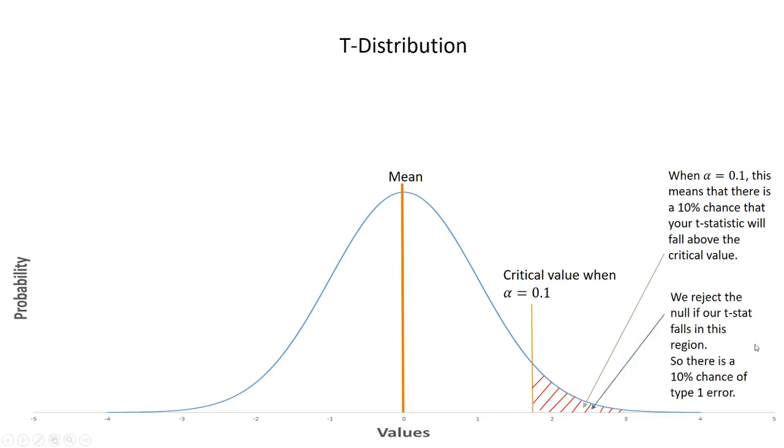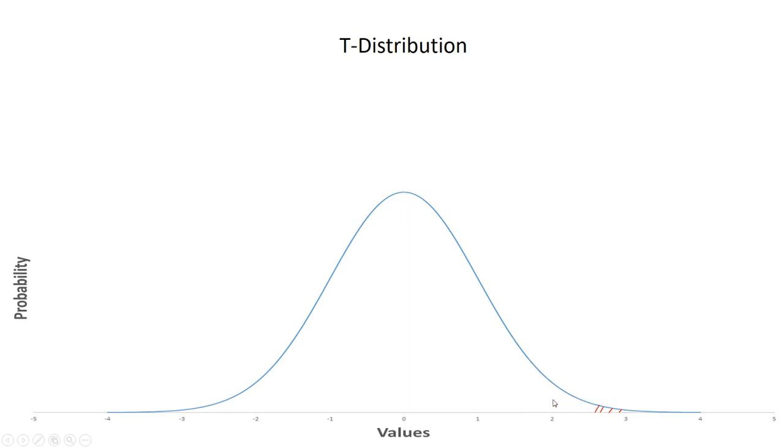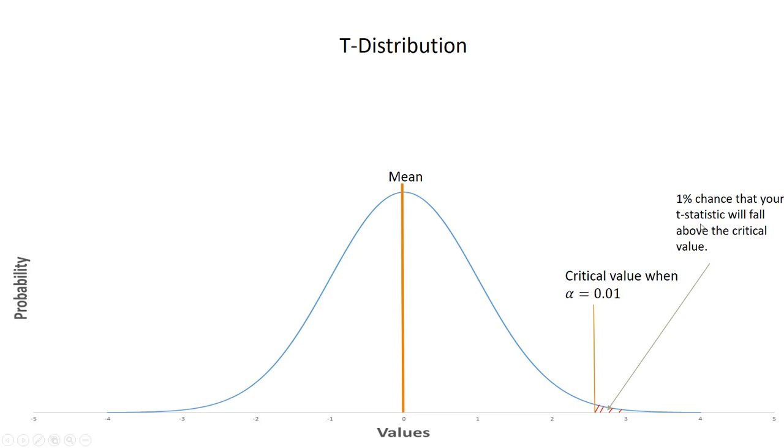Okay? We reject the null if our t-statistic falls in this region. So there's a 10% chance of type 1 error. We could also imagine the alternative. Let's say we really don't like type 1 error. We really don't want it. Well, then we set a critical value. We set alpha equal to 0.01. That means 1%. There's a 1% chance that our t-statistic will fall above the critical value.